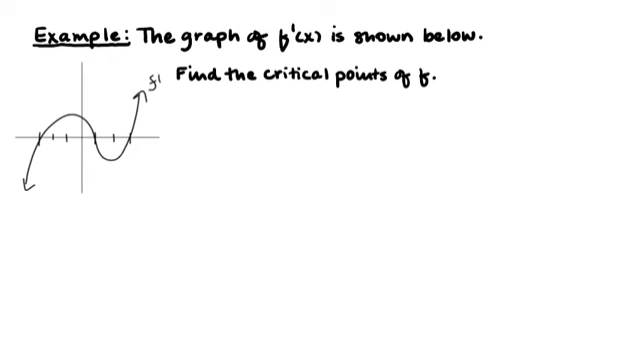All right, graph of f prime is shown below. Find the critical points of f. I can do that. That's places where f prime is 0 or undefined. All right, well, here's a place where it's 0. There's another place where it's 0. That's the third place where it's 0. So I've got x equals -3, 1, and x equals 3. That's how we find the critical points.